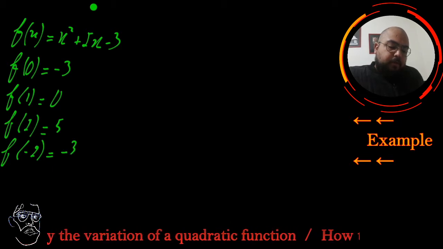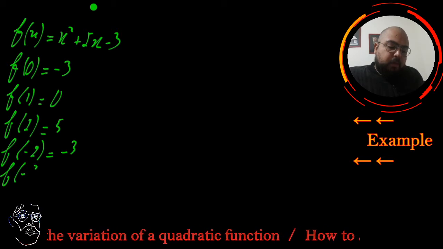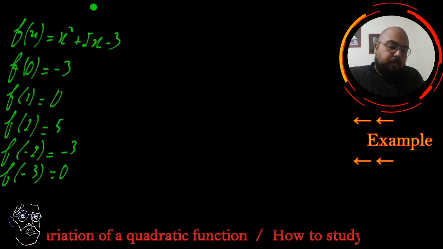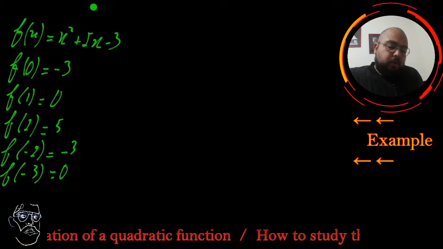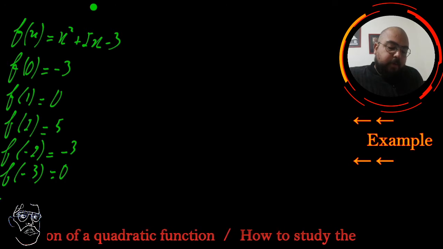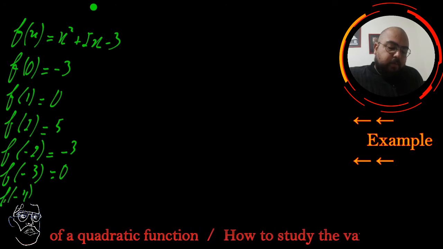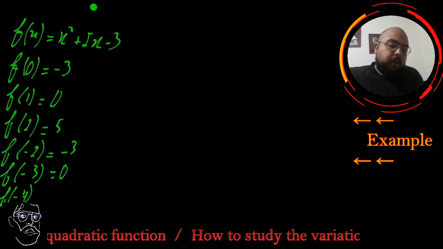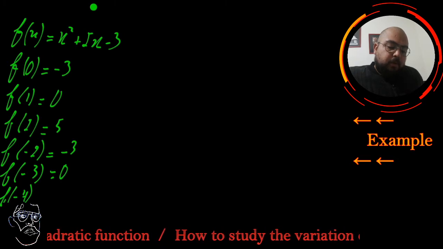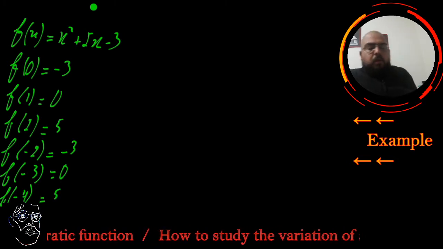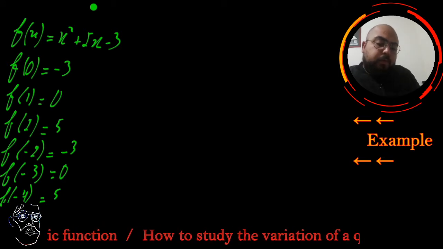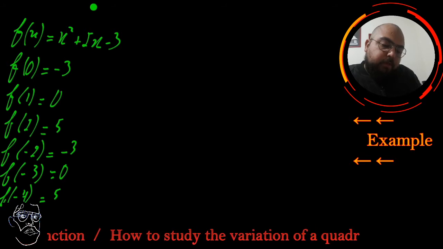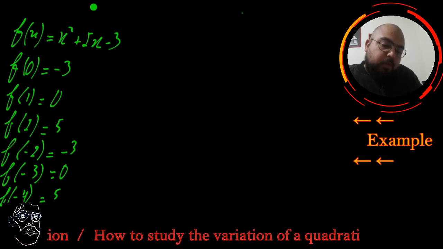F of minus 3 will be 0. And of course, if you want, you can also calculate f of minus 4. In this case, it will be 16 minus 8, it will be 8 minus 3, 5. And right now I will have to draw my curve. As you can see, I have positive values, negative values. So let's start.